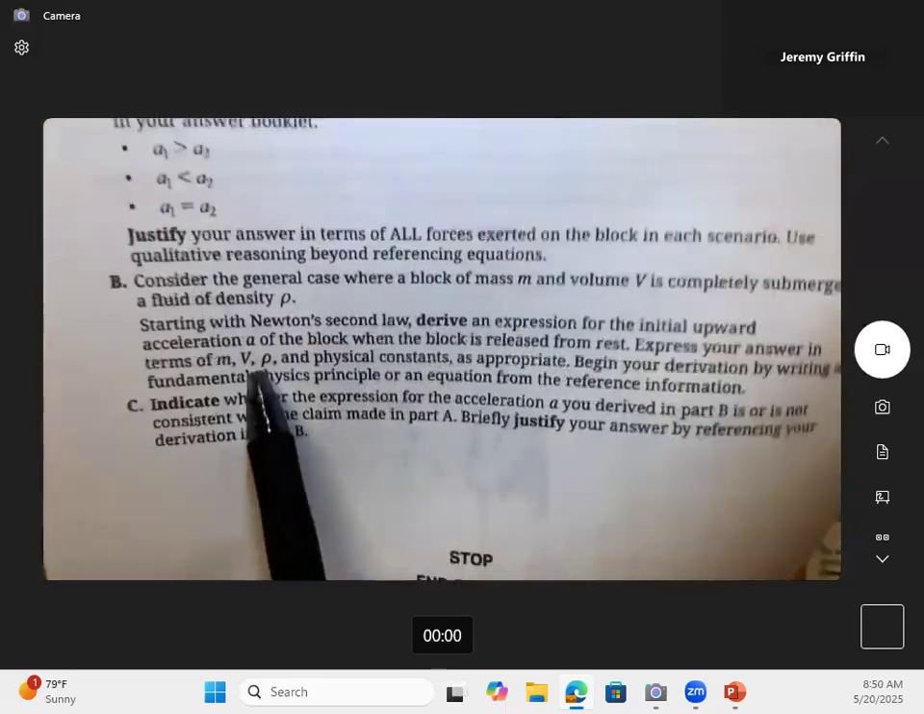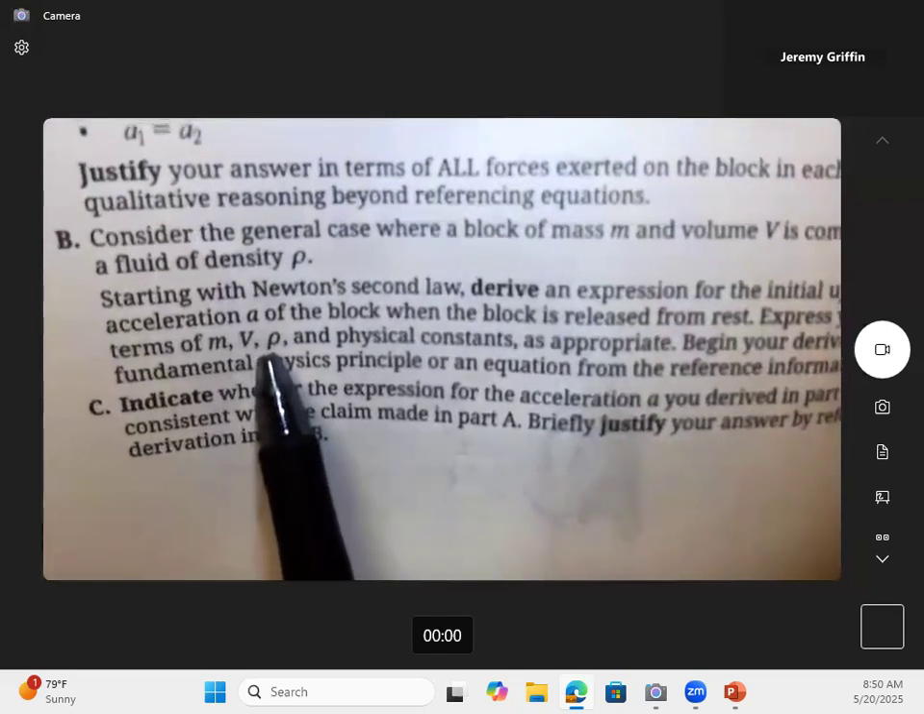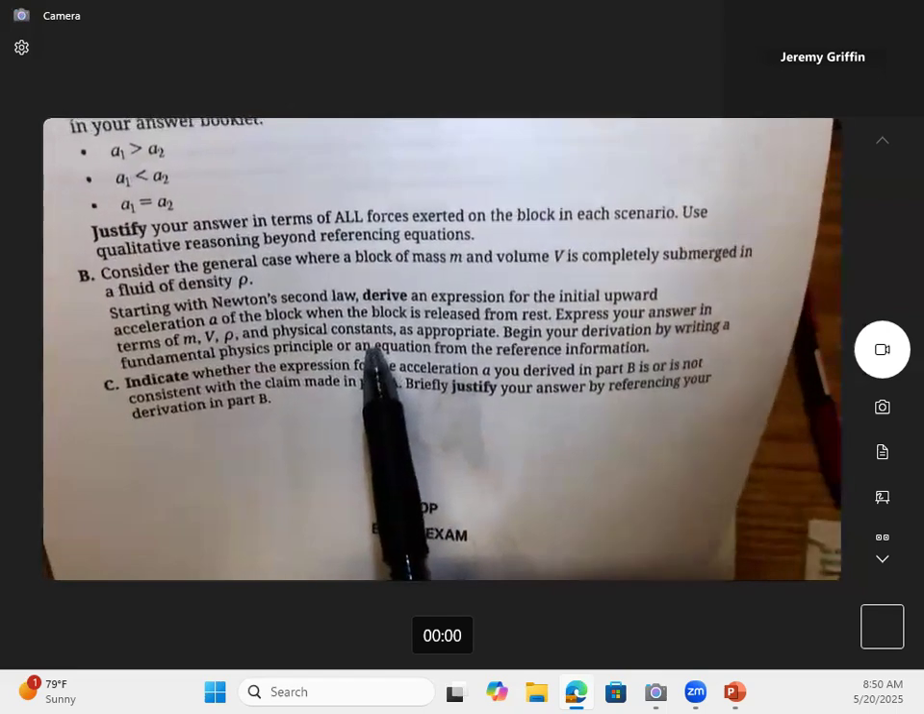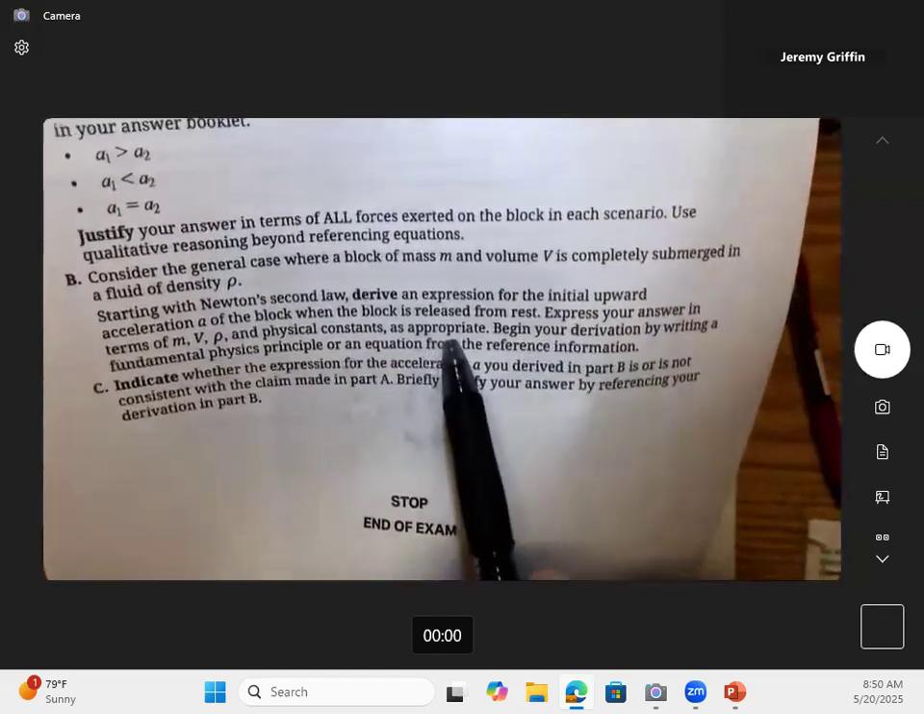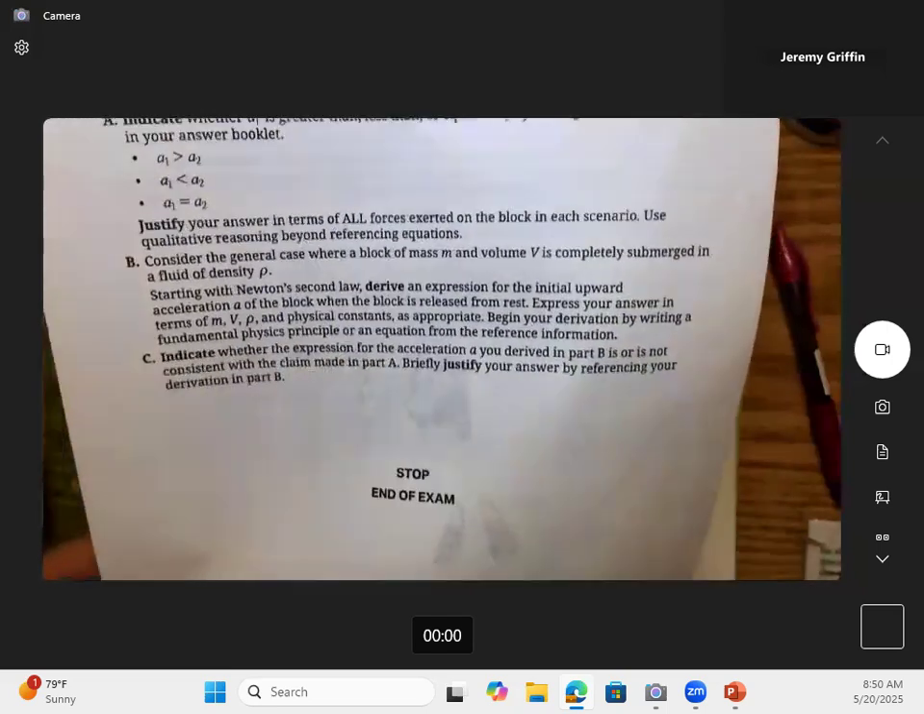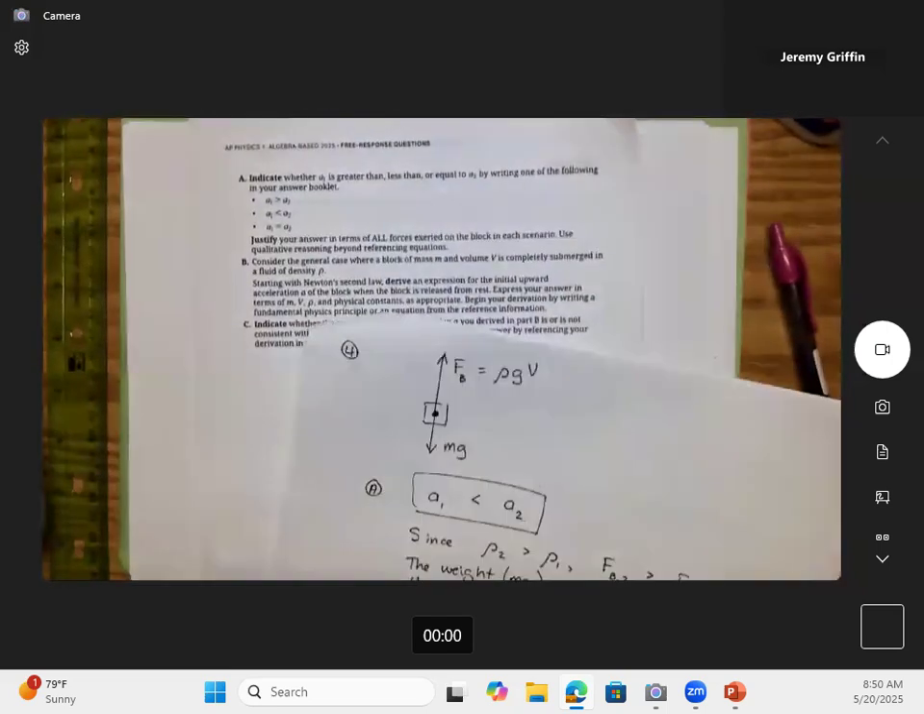Guys, in this rho, remember, this is the density of what? The block or the water? The water, the surrounding fluid. And physical constants, maybe the gravity field matters, although I wonder if that's going to cancel out. Oh well, we're going to see. Begin your derivation by writing the fundamental physics principle, which is probably Newton's second law.